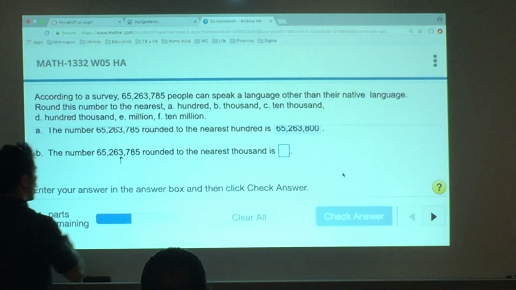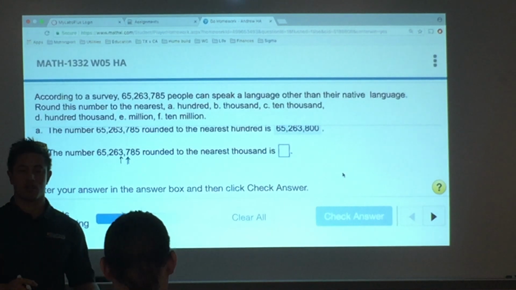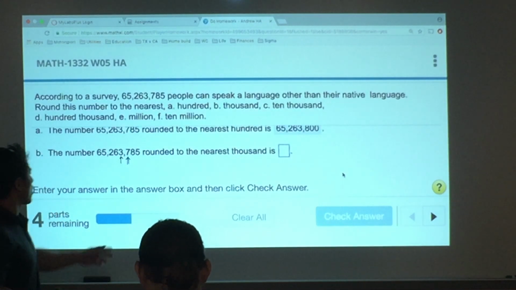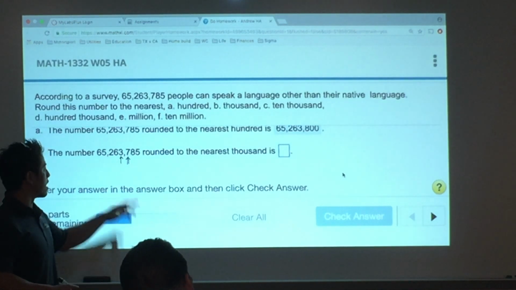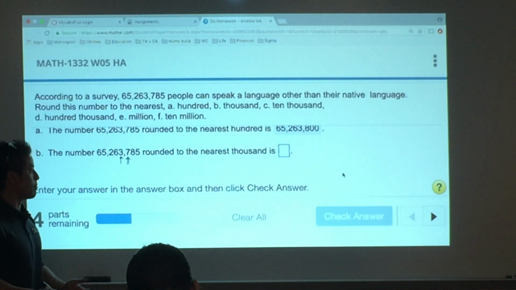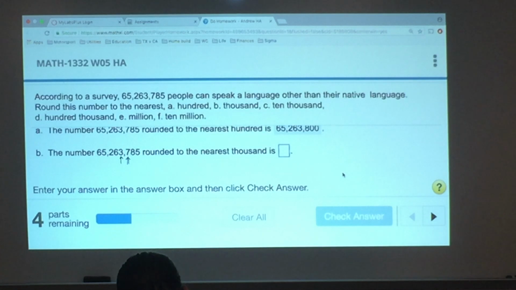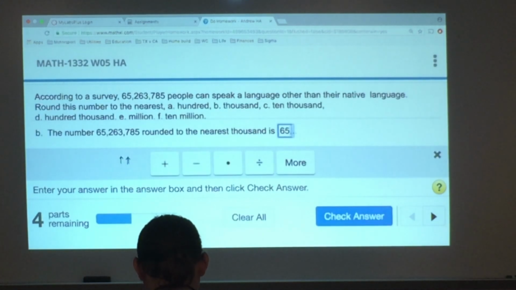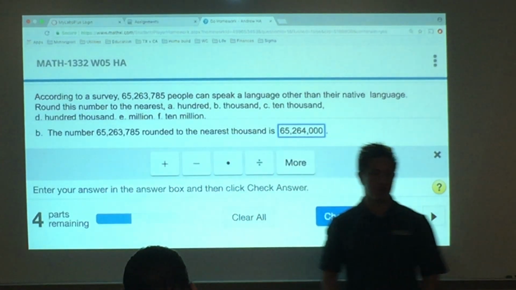And so we now need to move directly to the right and look at the 7. If the number directly to the right is 5 or larger, then our number that we're rounding to is going to go up by 1. If it's 4 or less, that number that we're rounding to is going to remain the same. Because that's a 7, obviously that 3 is going to go up by 1. And so our answer should be 264,000. And remember that whatever place you're rounding to, once you've done the rounding, everything to the right of it goes to 0. Any questions about that at all?